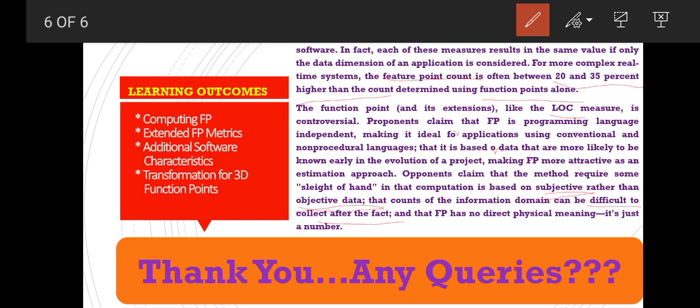Today's learning outcomes are computing FP, extended FP metrics, additional software characteristics, and transformation for 3D function points.